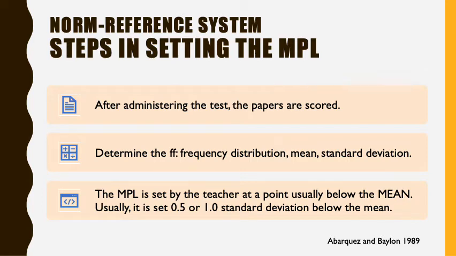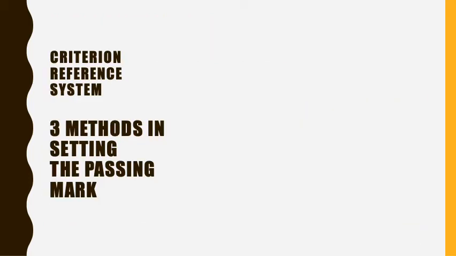The norm reference system of computing for the MPL is quite easy. It's straightforward. After you administer the test, you score all your papers, gather all the scores, get the frequency distribution, the mean, and the standard deviation, and then you set the MPL by choosing a point below the mean. Usually, if the teacher is lenient, he sets this at 0.5 or 1 standard deviation below the mean, and that's it. Now, the more complex ones, the criterion reference system.